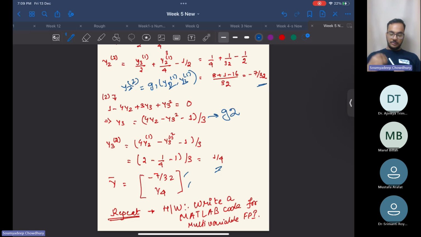Again, you substitute this in the next iteration. Like this, you will get a matrix of two solutions, y2 and y3. And we repeat this iteration till the tolerance limit is achieved.